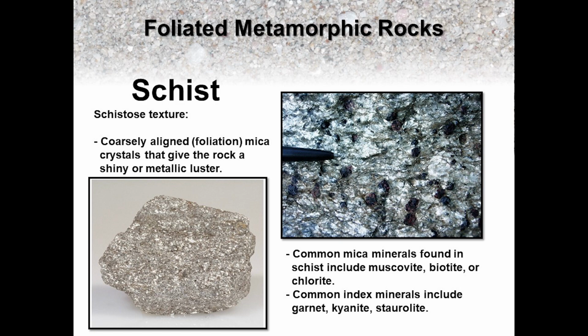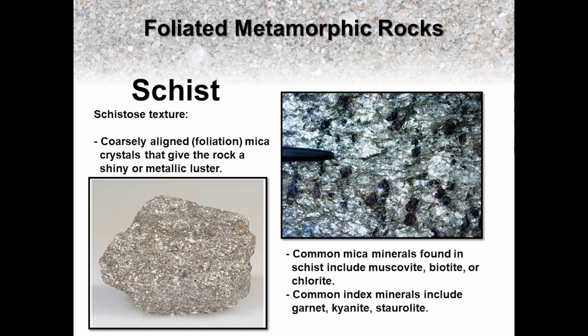The reflective surfaces of the micas also give the rock a shiny luster like the phyllite, which may appear metallic, and the well-defined foliated layers have been replaced with coarsely aligned layers of mica. This is defined as a schistose texture, and at this point is looking very different than our shale protolith. Variations in schistose textures will depend on the type or types of mica, as well as any other metamorphic minerals that form.